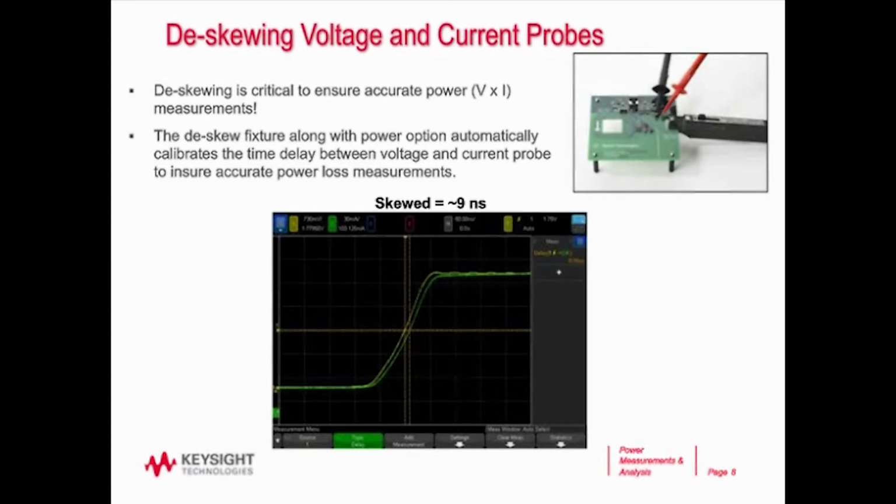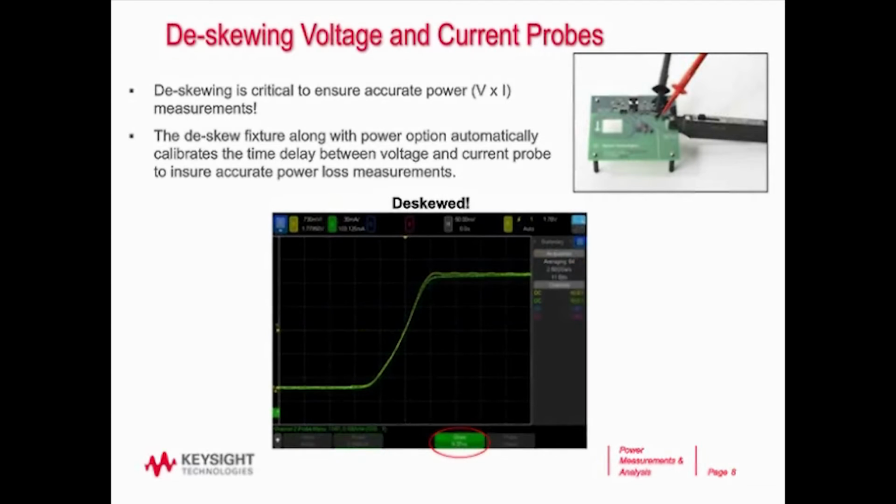We offer a deskew fixture that you can use, and you can press a button and it automatically deskews them. If you see here, if I click on this, you see it's automatically deskewed. You can also create your own fixtures, simply a resistor and a wire, and connect your voltage probe across the resistor and your current probe, typically a clamp-on, right near the resistor on the wire, and you can create your own fixture and manually deskew them.